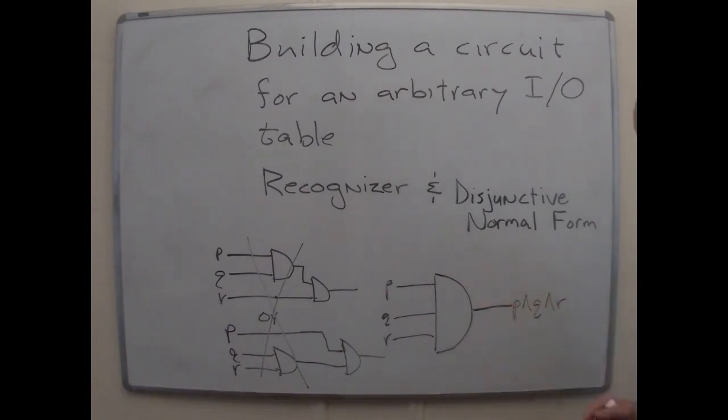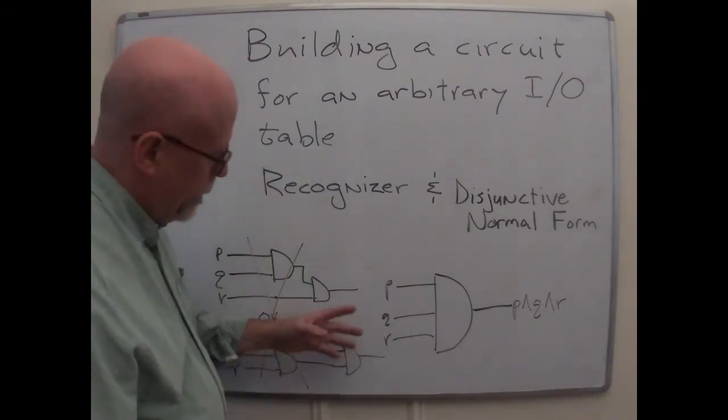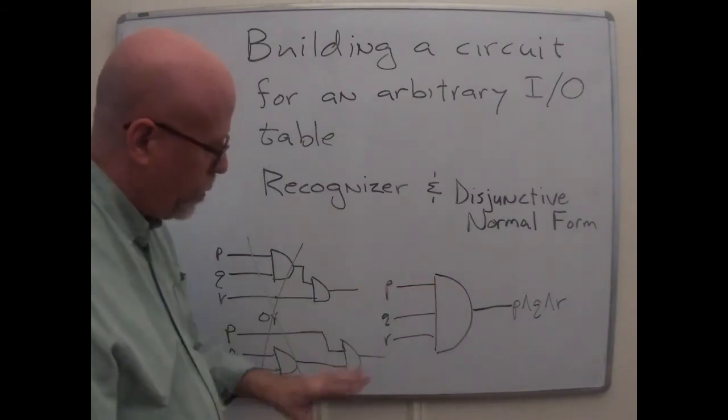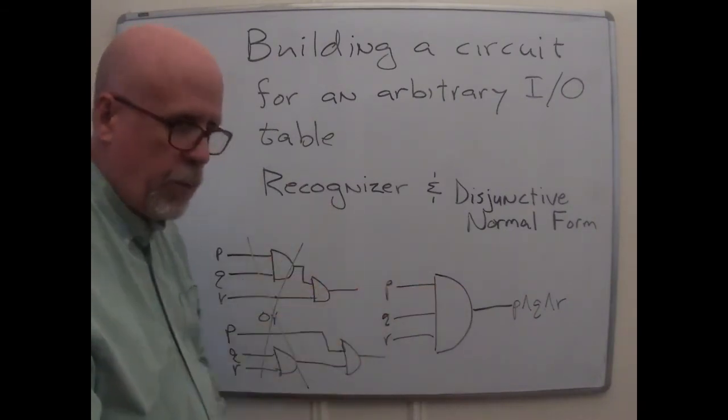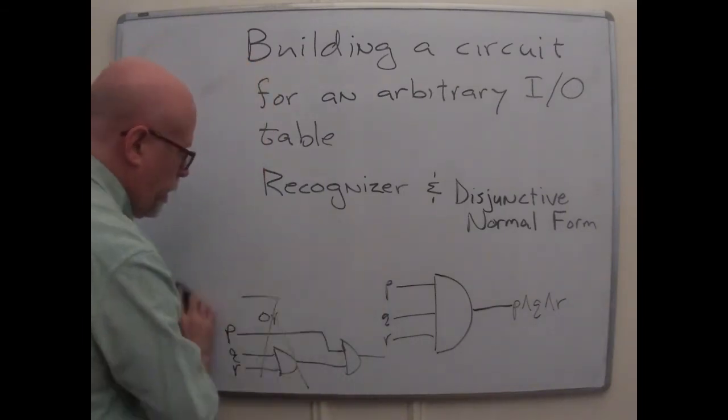So if I have a multi-input AND gate, or it could just be two for certain situations, I can put NOTs in front of it and arrange for this circuit element to come on in a particular row of a truth table. Let me give you a quick example of that.